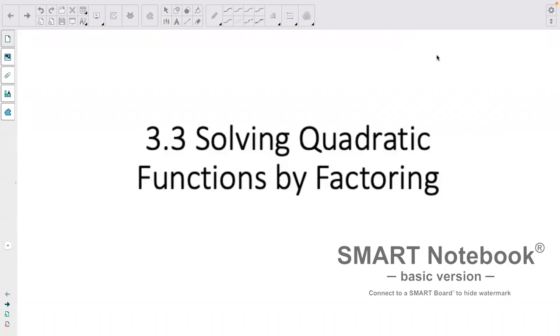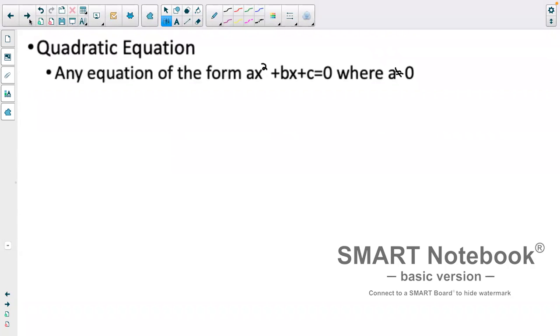Hello, today we're going over section 3.3, which is solving quadratic functions by factoring. So a reminder from last class: quadratic equations are any equation of the form ax squared plus bx plus c equals 0, where a cannot equal 0.